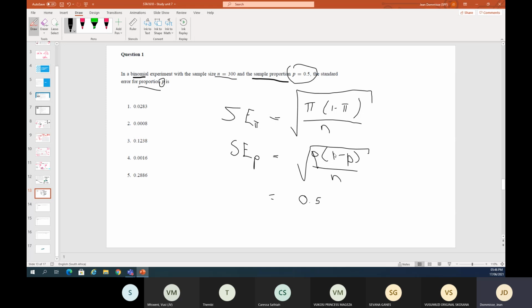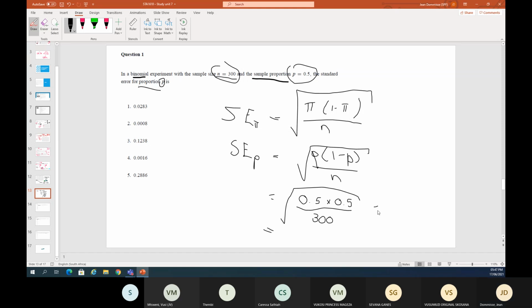So P is 0.5. 1 minus 0.5 is also 0.5, divided by n, which is 300. So 0.5 times 0.5 divided by 300, and then we need to square root. Sometimes we stop at that position and don't square root. So remember, it is very important to square root it as well. And I won't be surprised if one of the answers is that.